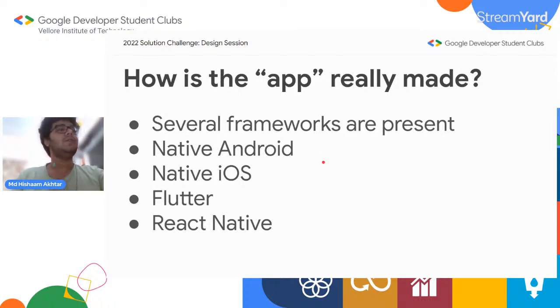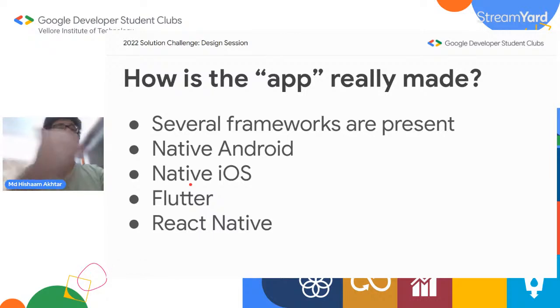However, there are also other frameworks like Flutter and React Native. Flutter was developed at Google, React Native was developed at Facebook, and these two are also really amazing frameworks. And using these frameworks, you can basically build cross-platform applications. So the application will work on Android as well as iOS, right? So these are also very useful.